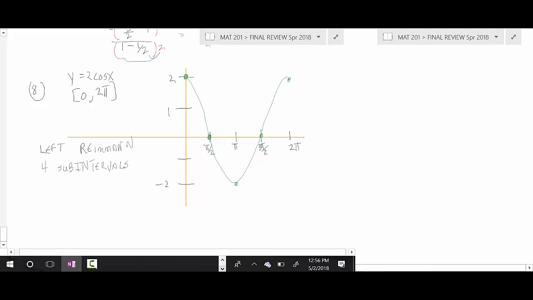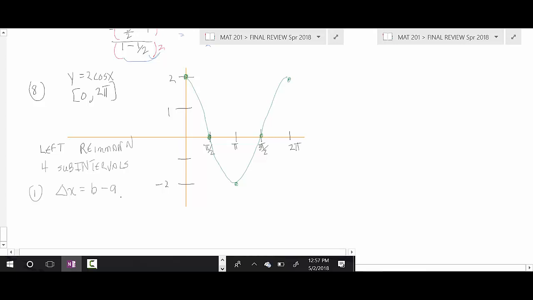The way you would probably want to start the problem, the first key thing to do, is find what delta x is. What's the formula for delta x? Because you need to know that. It's b minus a over n. Be sure that you know that.